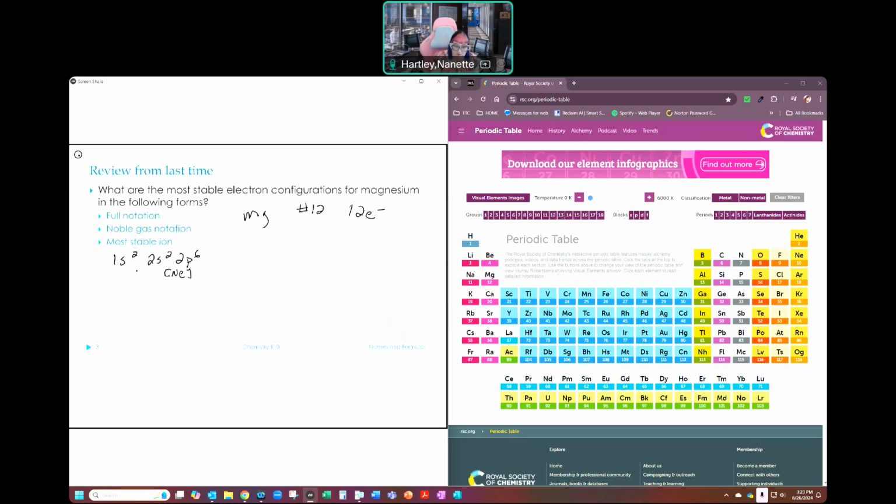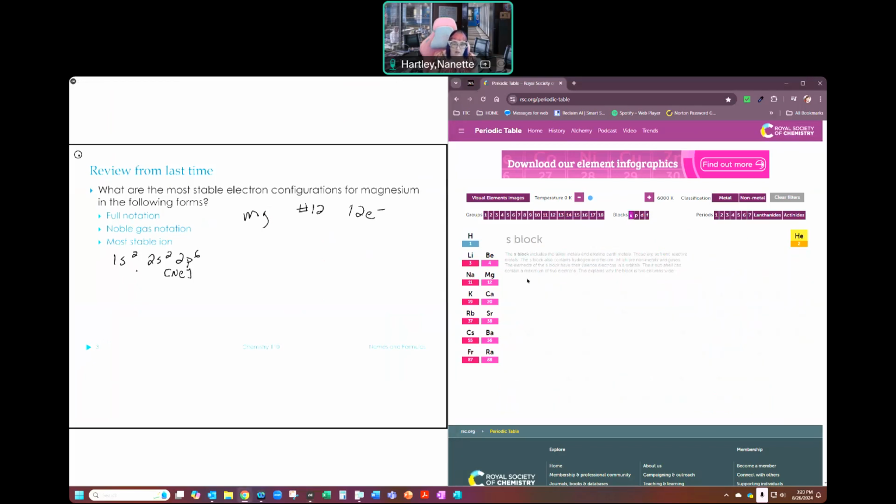We go beyond that, we now are in row 3. It's an S type because we're in the S block over here. So this S block that we've got. And we have 2 electrons that need to go into that 3s orbital. So for magnesium, that'd be 3s2. So this is our full electron configuration where we write everything out. We have our noble gas notation, which includes the noble gas previous. So the neon is our noble gas previous. And then that 3s2, everything beyond it.